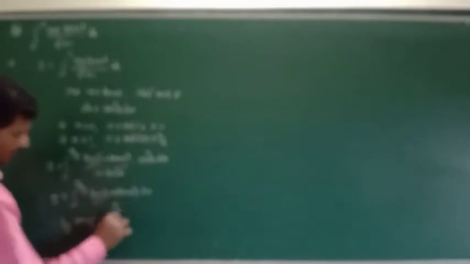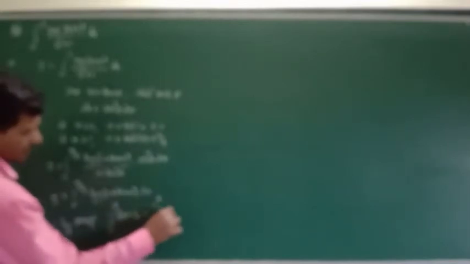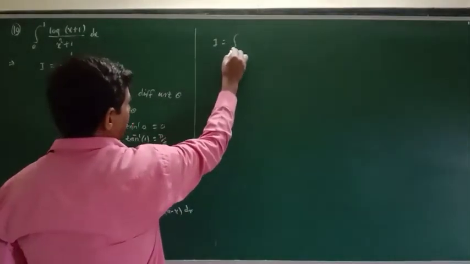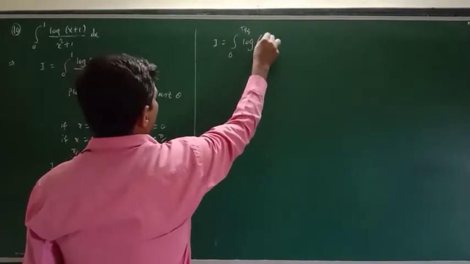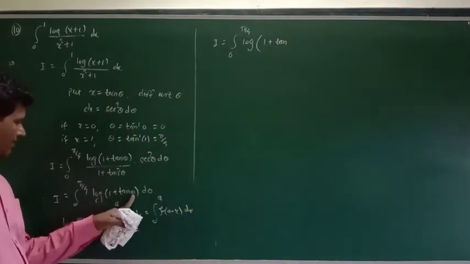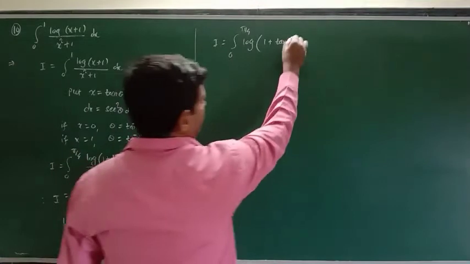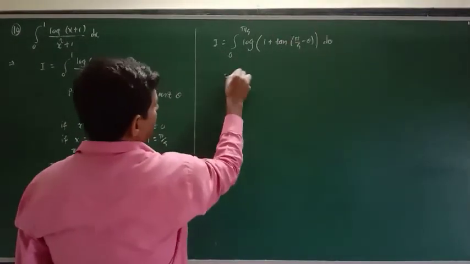Now here I use the property 0 to a, property number 4: integral of f(x) dx is equal to integral 0 to a of f(a minus x) dx. By using this property, what is the value of the definite integral? Integration 0 to pi by 4 of log of 1 plus tan, I replace theta by pi by 4 minus theta, and d theta.